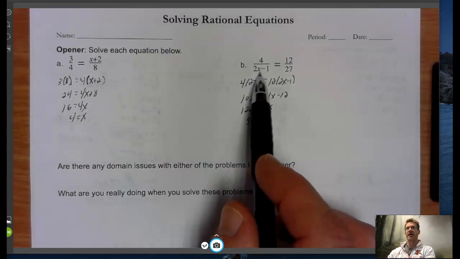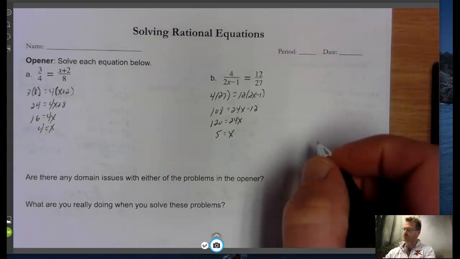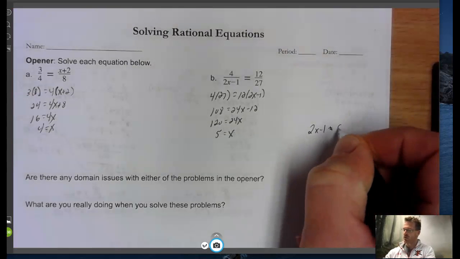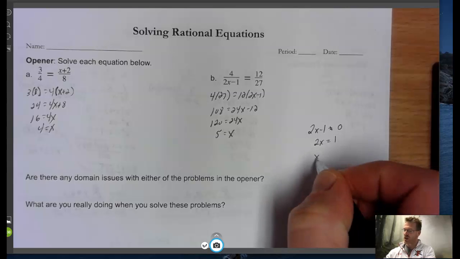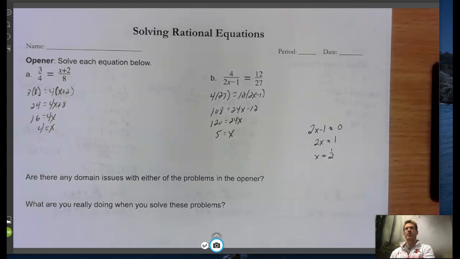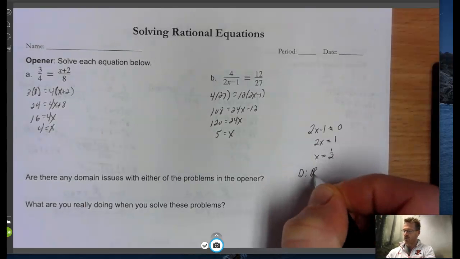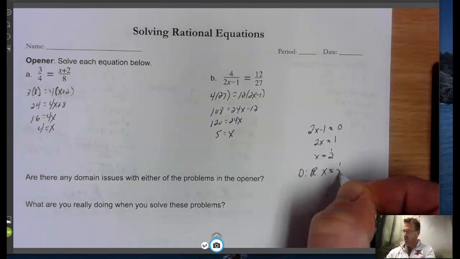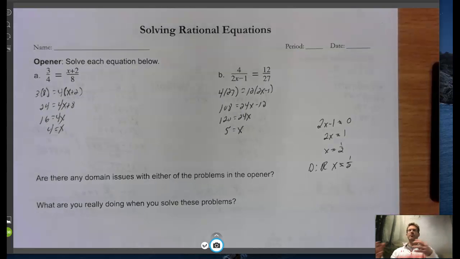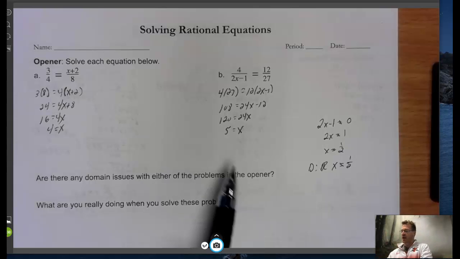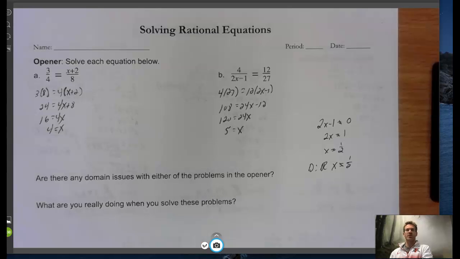Versus B here, we have this factor, right? So we know that 2x minus 1 can't be 0, which means 2x can't be 1, which means x can't be 1/2. So in part B here, our domain would be all real numbers except x can't equal 1/2. We find those domain issues for rational equations the same way we've been finding domain issues for all the rational functions that we've talked about. Any values that make our denominator 0 in the very beginning of the problem, we have to throw out. So this may be something that you've not considered before when you solved a proportion in this manner.